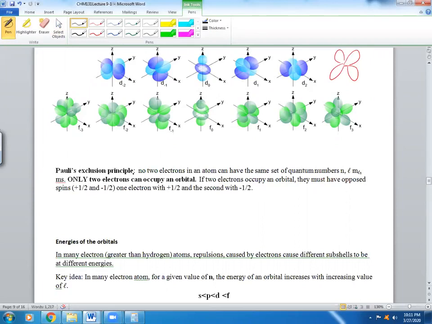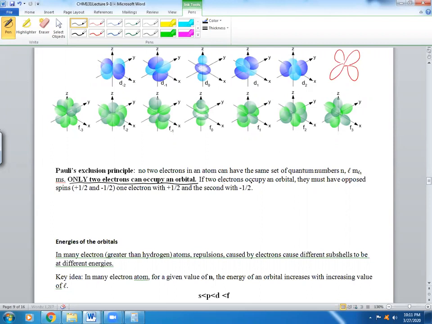Pauli's exclusion principle says no two electrons in an atom can have the same set of quantum numbers n, l, m sub l, and m sub s. Please make sure you remember this. This is very important. Only two electrons can occupy a single orbital. You can only put two.